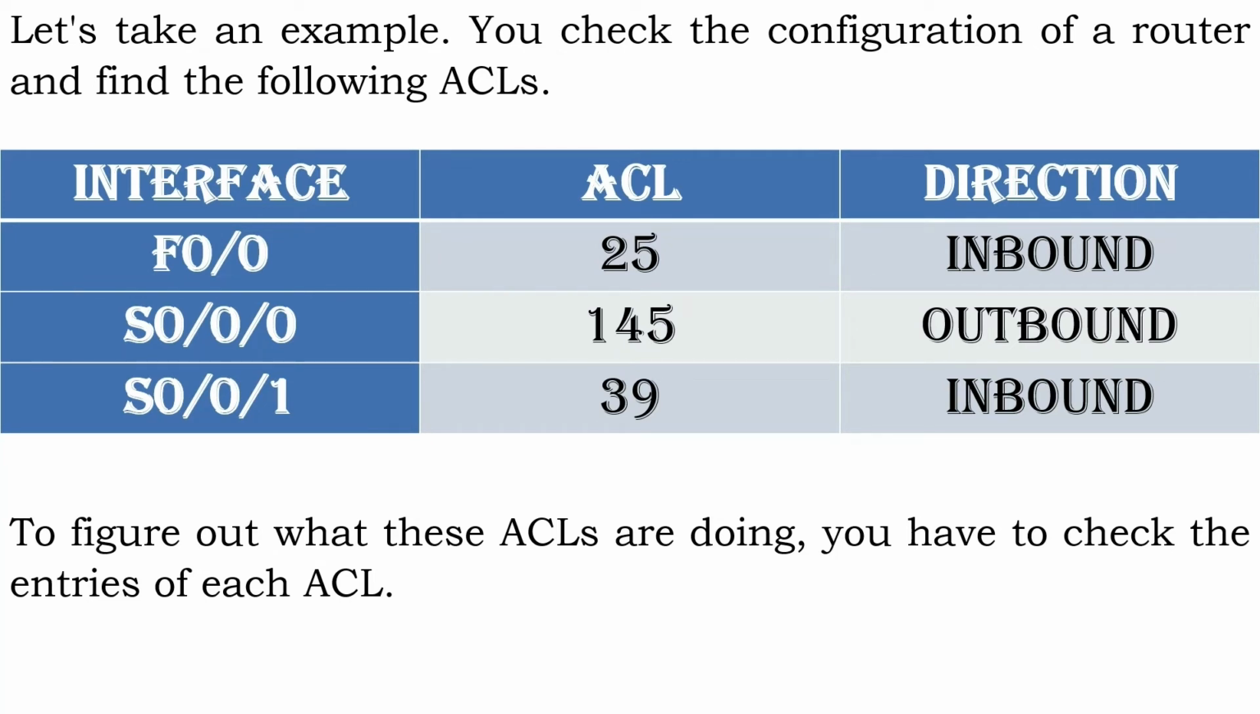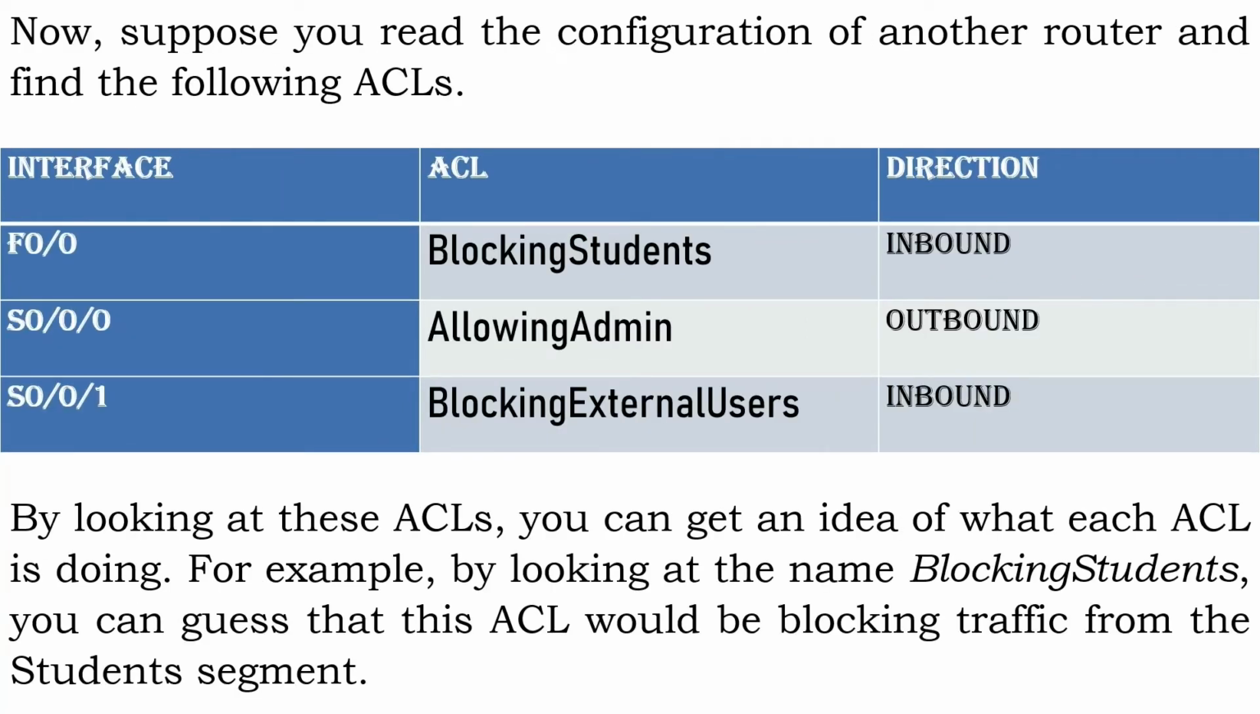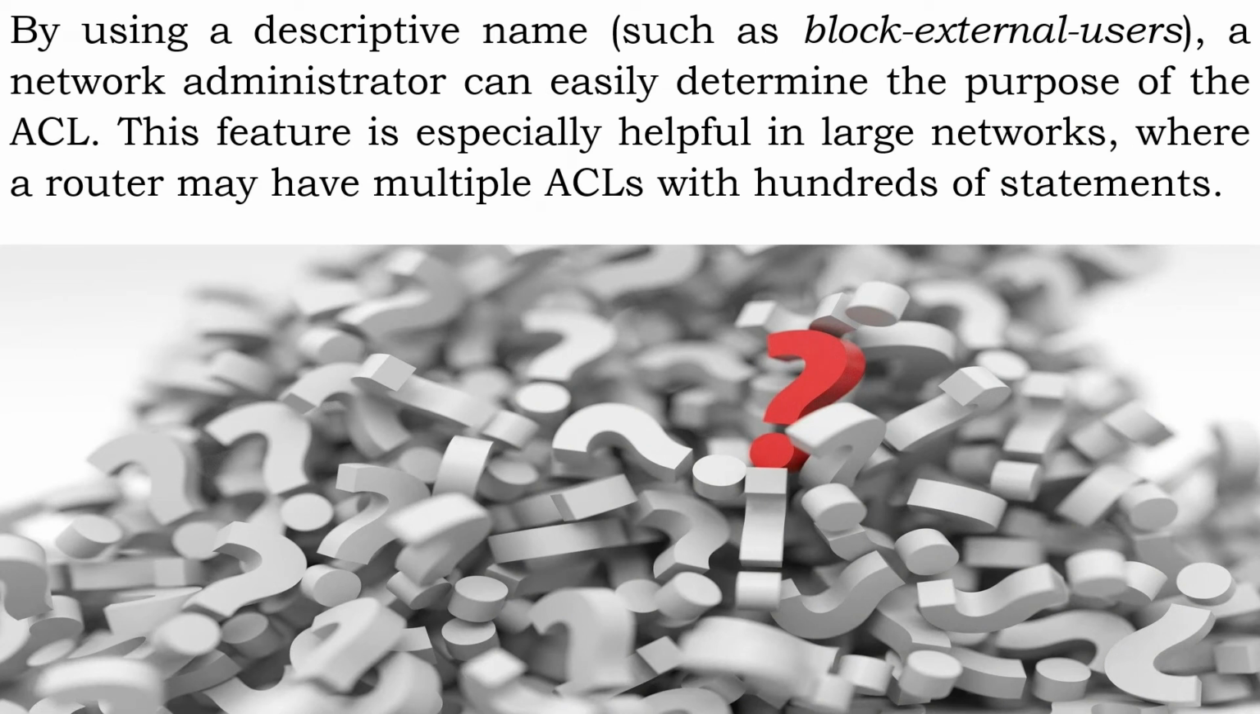To figure out what these ACLs are doing, you have to check the entries of each ACL. Now, suppose you read the configuration of another router and find the following ACLs. By looking at these ACLs, you can get an idea of what each ACL is doing. For example, by looking at the name blocking students, you can guess that this ACL would be blocking traffic from the students segment. By using a descriptive name, such as block external users, a network administrator can easily determine the purpose of the ACL. This feature is especially helpful in large networks, where a router may have multiple ACLs with hundreds of statements.